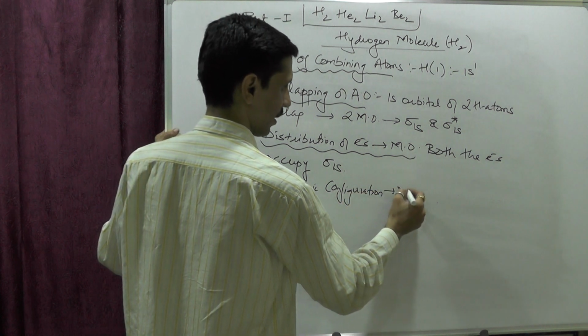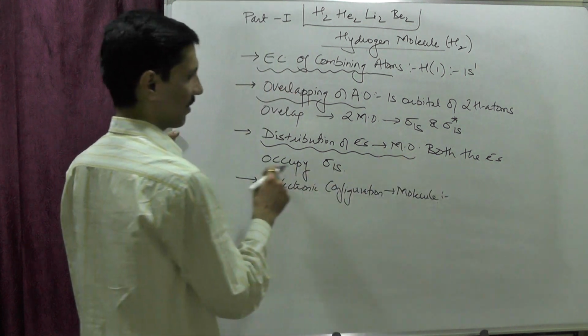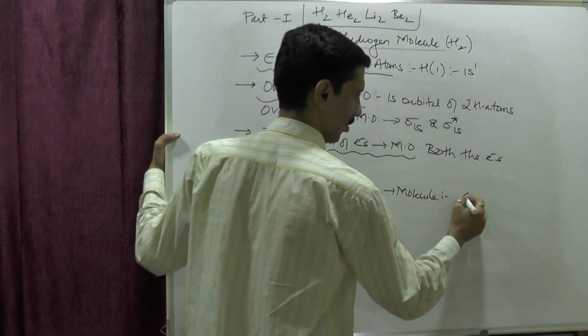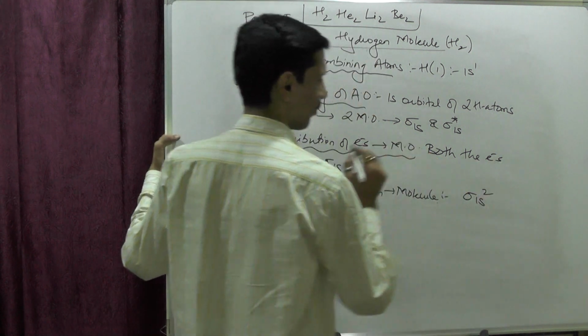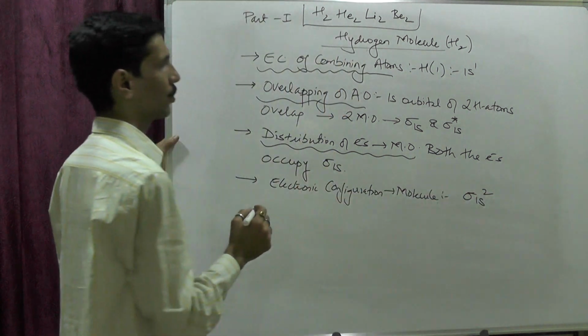लेकिन किसका अभी? मॉलिक्यूल का. तो दो इलेक्ट्रॉन्स किधर गए? सिग्मा 1s में गए. So therefore the electronic configuration will be sigma 1s2. Okay, ऐसा लिखना है. Okay, we have a sigma 1s2.